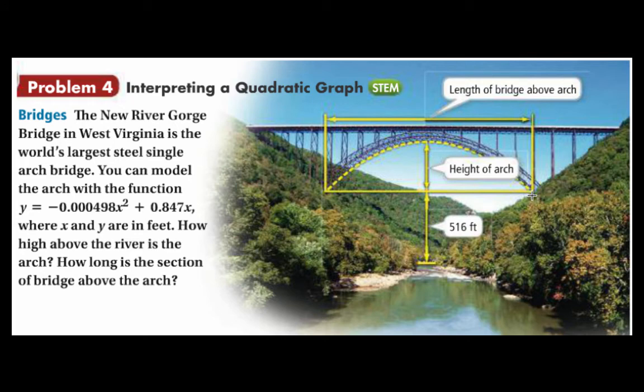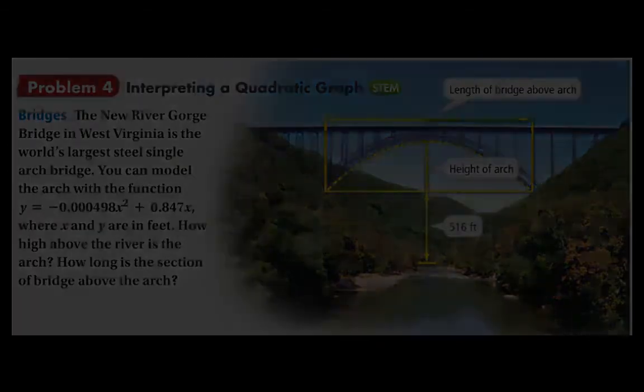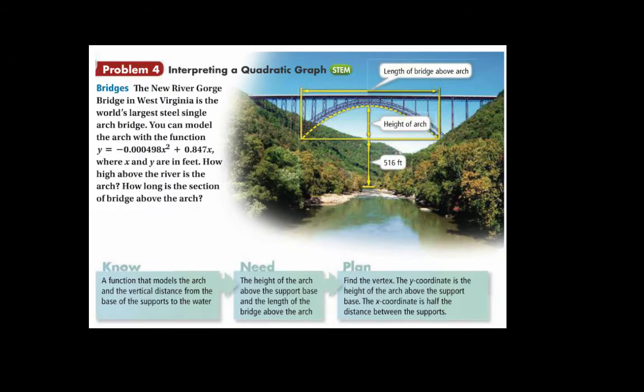So we are told that where the arch goes into the ground, that distance from that point down to the ground is 516 feet. That wasn't mentioned in the problem, but it is in the diagram here, so we need to use that. So if we take a look at the know, need, plan phase of solving this problem, this should always be our thought process.